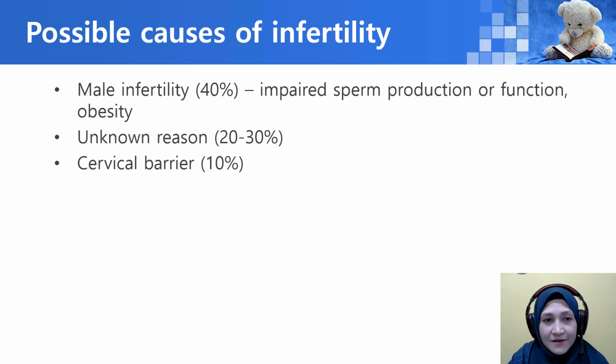Other causes are for male infertility. Males have impaired sperm production or impaired sperm function, and also when the male partner is obese. And also 20 to 30% are actually with unknown reason, and also cervical barrier is 10%.